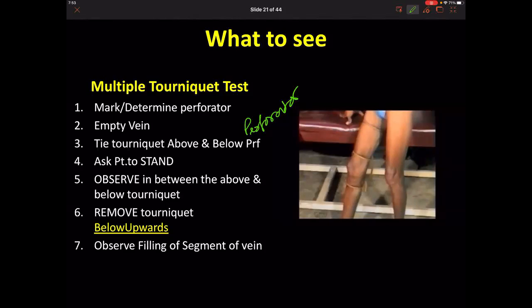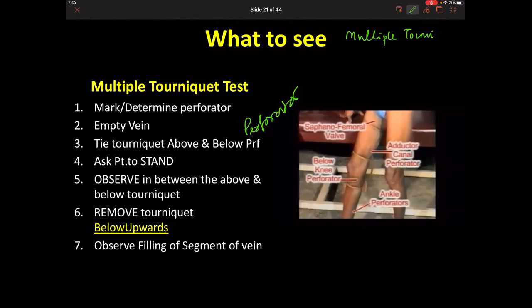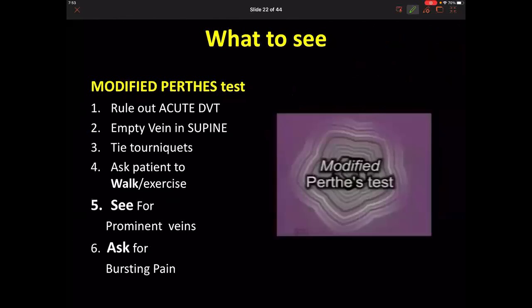So remember the multiple tourniquet test. Why did you do the multiple tourniquet test? To locate the anatomical perforator. Have you written up till this? Good. Let us come to the next test and the last test.